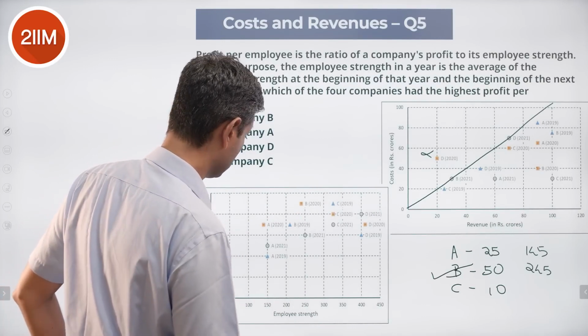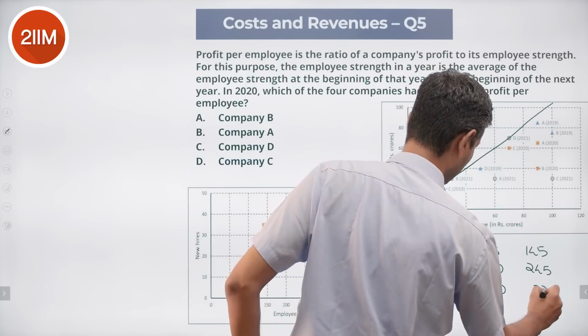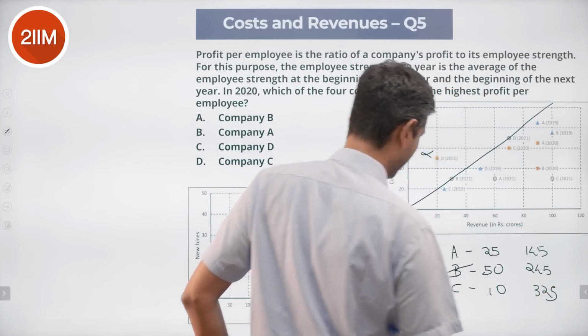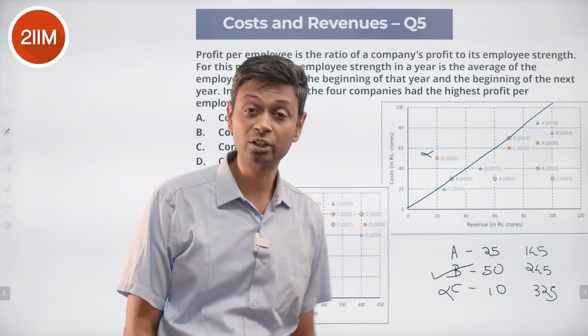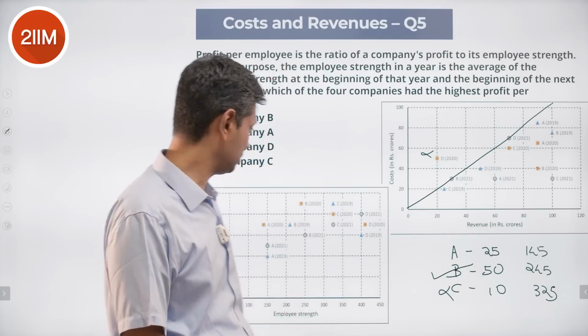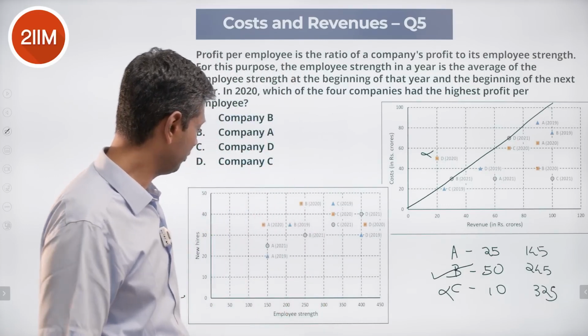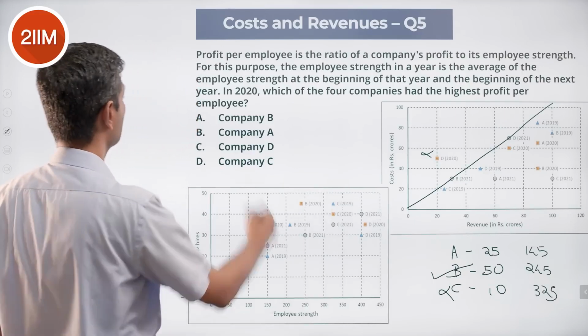20 and 21, 325. This is too small. Between A and B, but B shades it. 145, that's 245, but this is two times profit. Profit is double, whereas the employee headcount is not double. From here to here, we're not doubling, just going up by some number. Profit per employee is highest for a company.